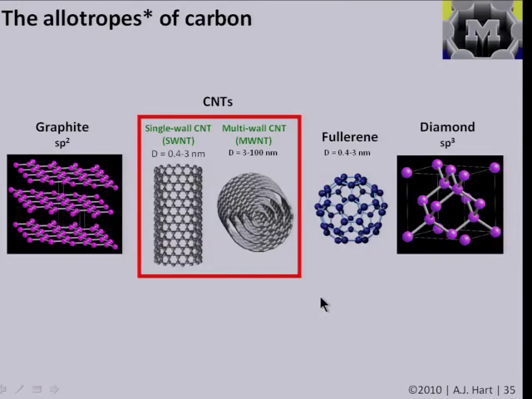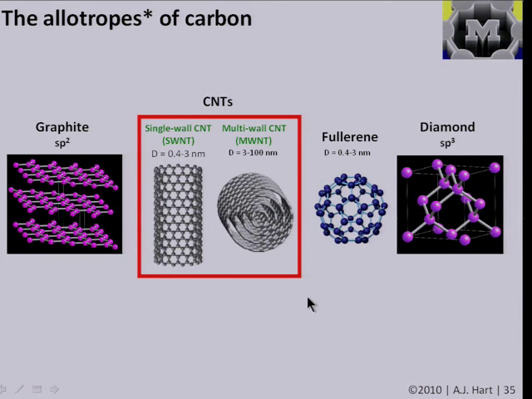Okay. Are there any questions about clusters? All right, so we have about 15 minutes to go, and I think that's enough time to talk about the last topic, which is the structure of carbon nanotubes.